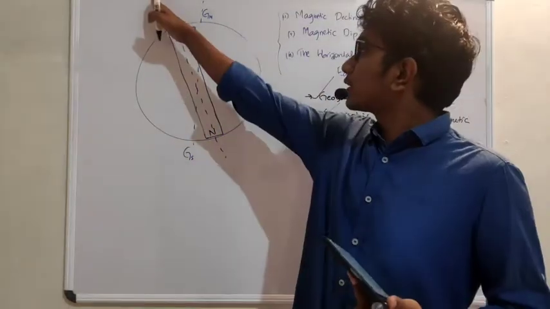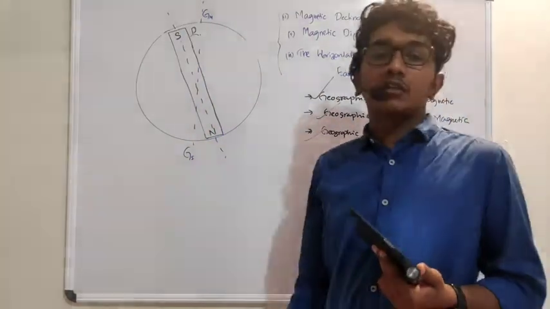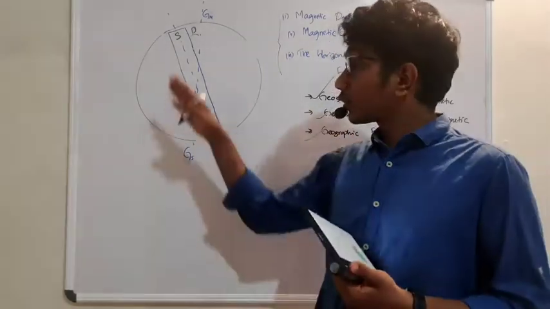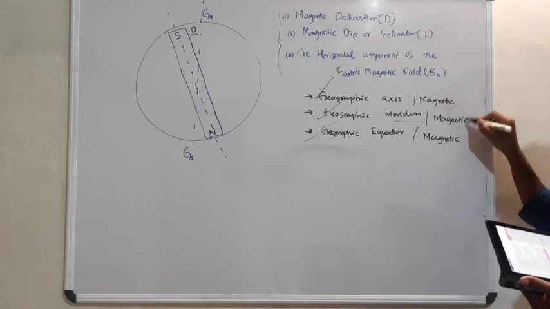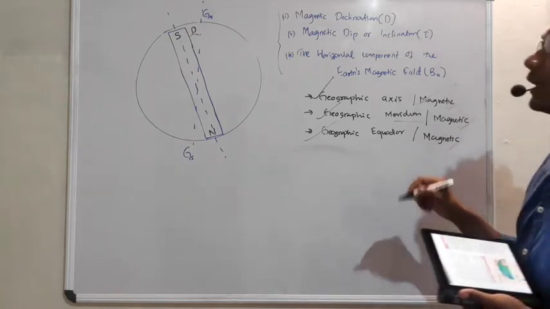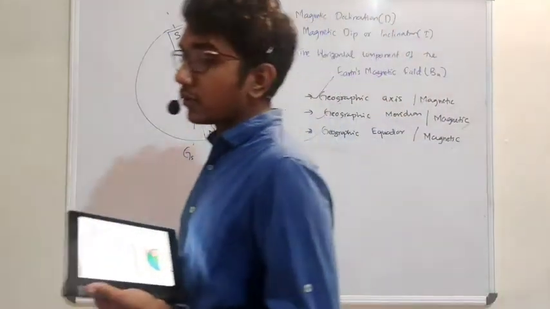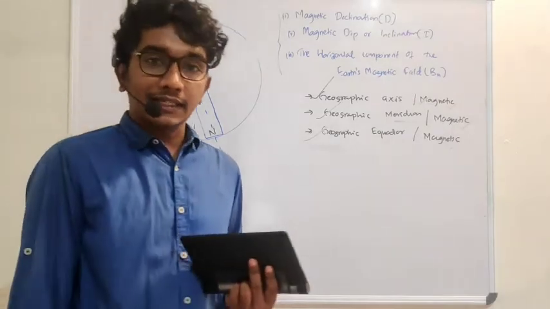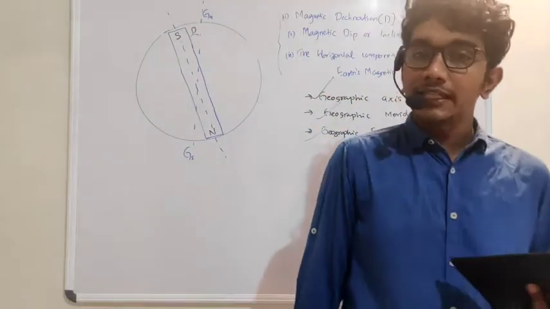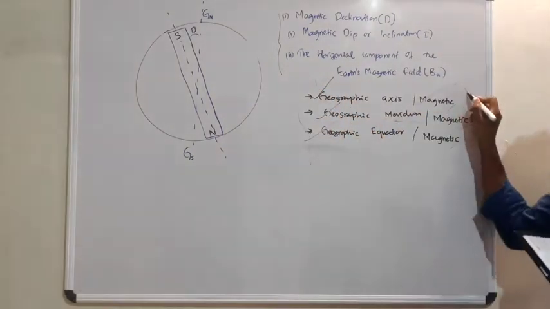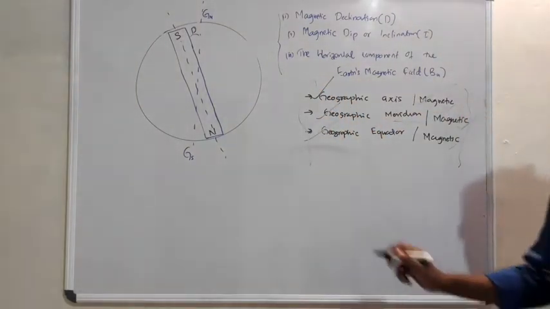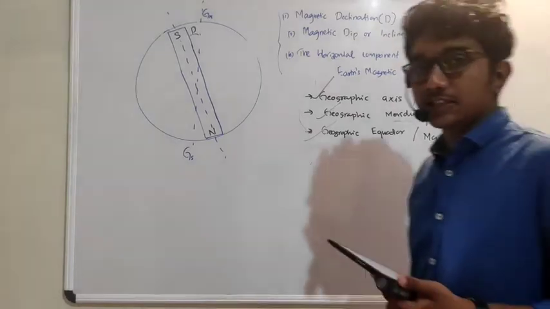The vertical plane passing through the magnetic axis is known as the magnetic meridian. Then the great circle which is perpendicular to the magnetic axis is known as the magnetic equator. So all these six terms are clear, I guess. Am I right? Okay.